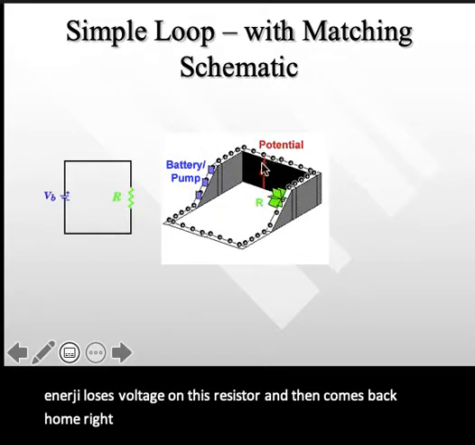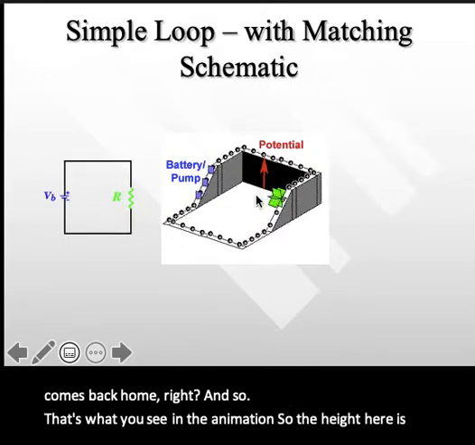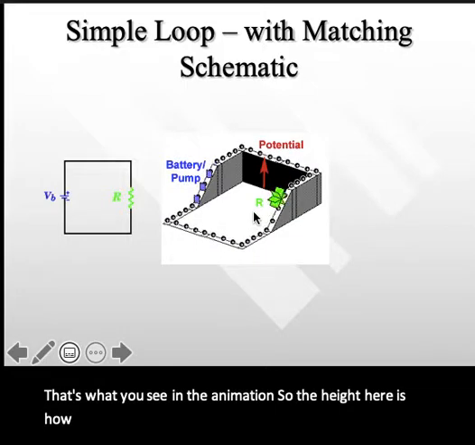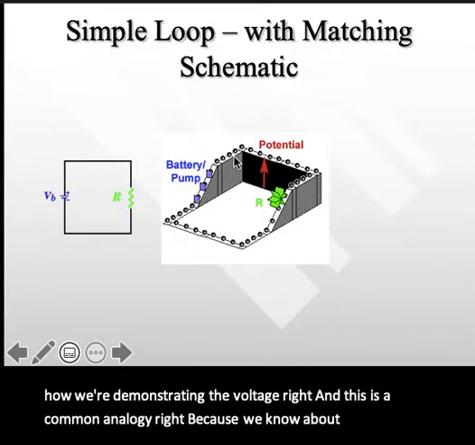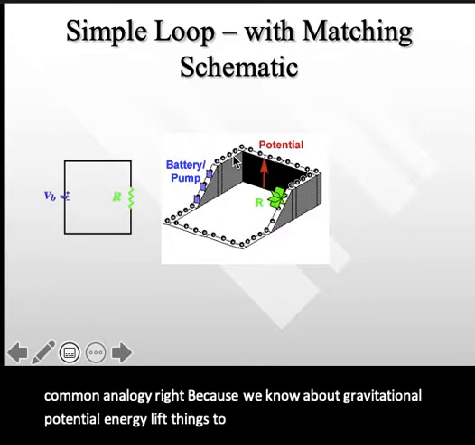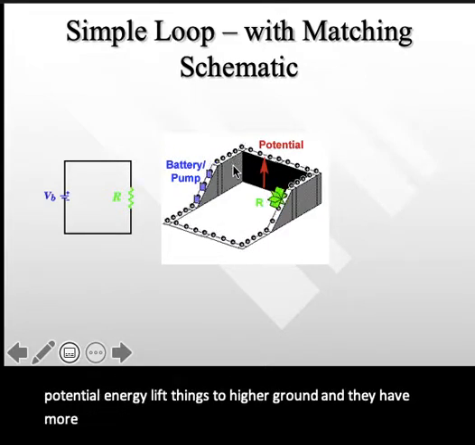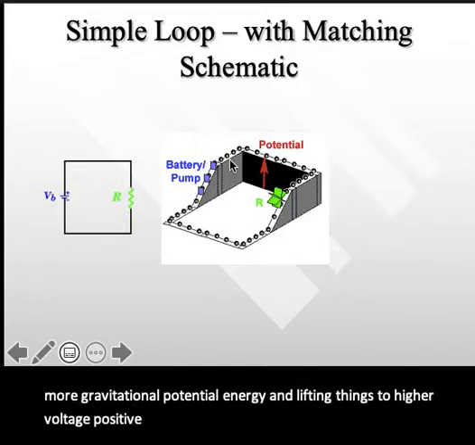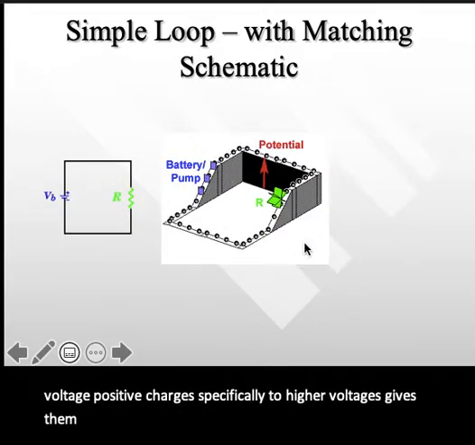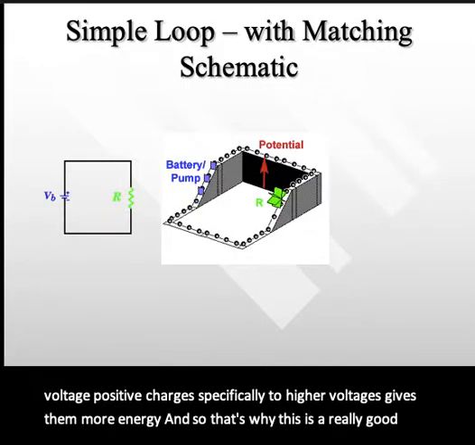So the height here is how we're demonstrating the voltage, right? And this is a common analogy, right? Because we know about gravitational potential energy, you lift things to higher ground and they have more gravitational potential energy, and lifting things to higher voltage, positive charges specifically to higher voltages, gives them more energy. And so that's why this is a really good metaphor for simple circuits.